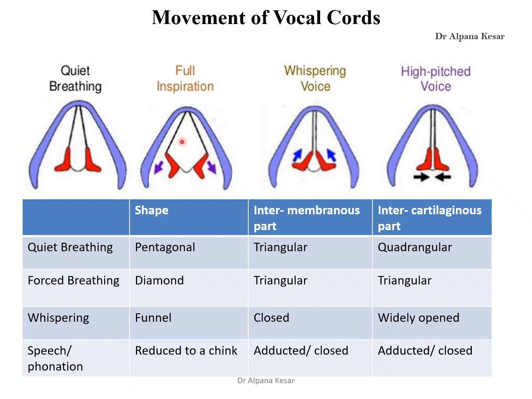During forced breathing, the intermembranous part is triangular and widely separated, and the intercartilaginous part is also widely separated and triangular in shape. Together, the Rima Glottidis is diamond shaped. During whispering, the intermembranous part comes very close together and the intercartilaginous part is widely separated, thus forming a funnel-shaped Rima Glottidis. During speech and phonation, the intermembranous part is adducted and the intercartilaginous part is also adducted, reducing the entire Rima Glottidis to a chink.